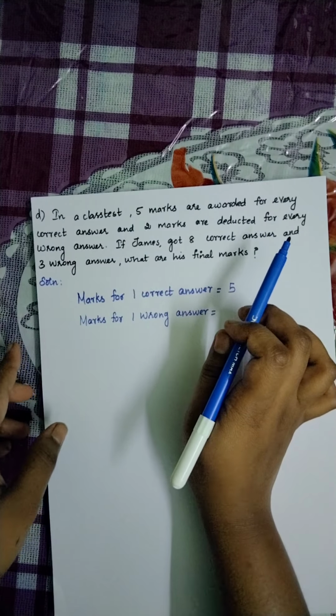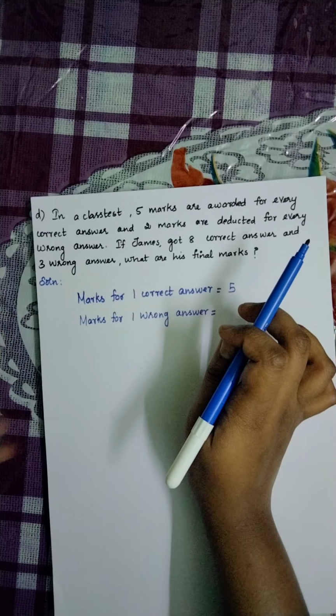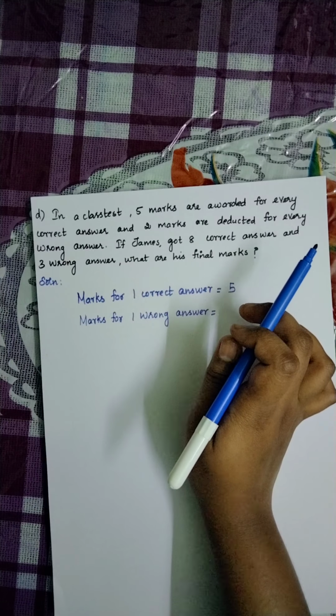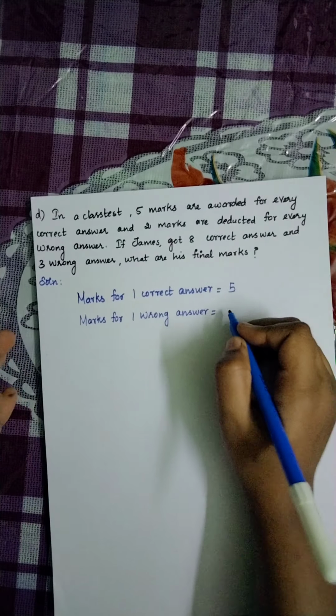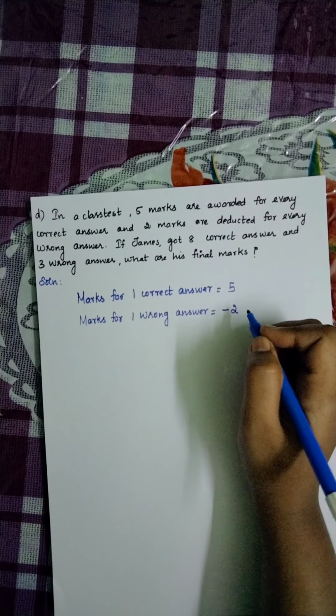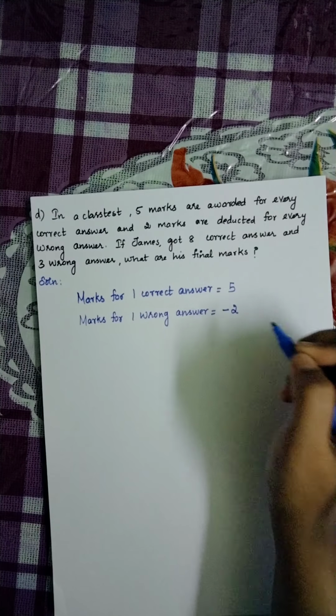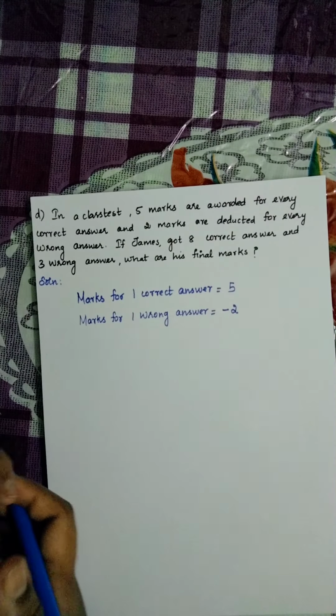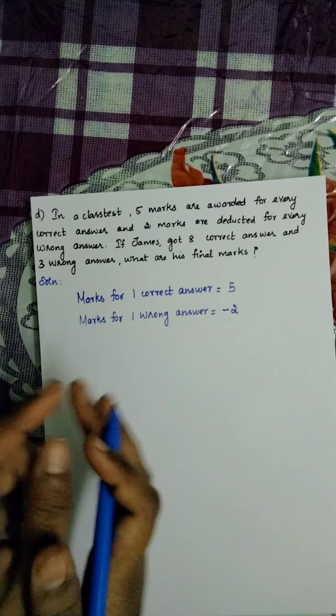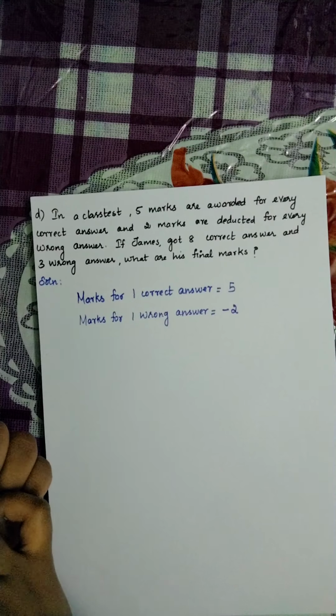They are deducting, meaning reducing, 2 marks for every wrong answer. So it is minus 2. They are reducing, no? So minus 2. Marks for one correct answer is 5. Marks for one wrong answer is minus 2.